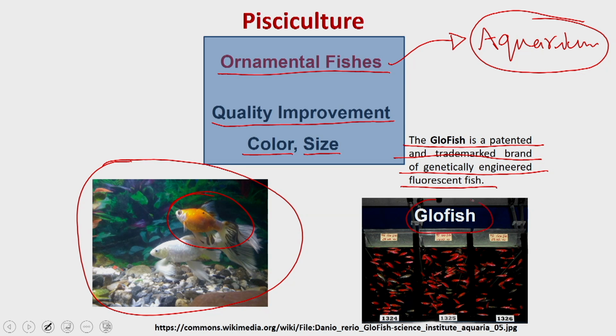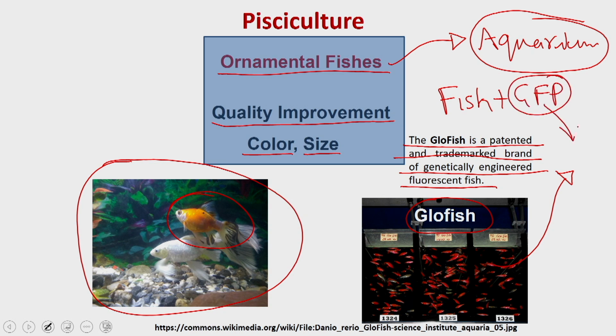So, what you can see is these glow fishes are actually going to give you fluorescence when they are kept in the aquarium. What they are doing is, for example, they take the zebra fish and add the green fluorescent protein.